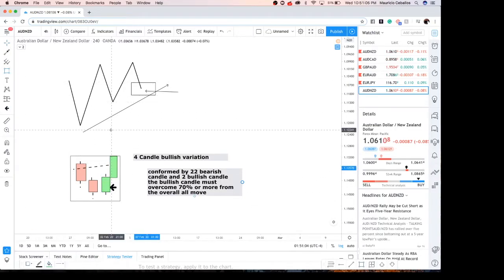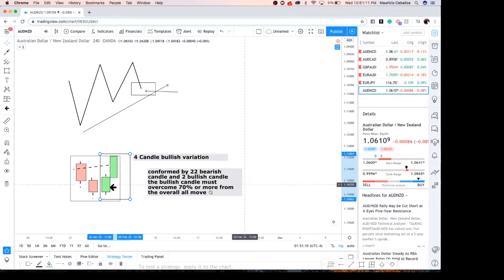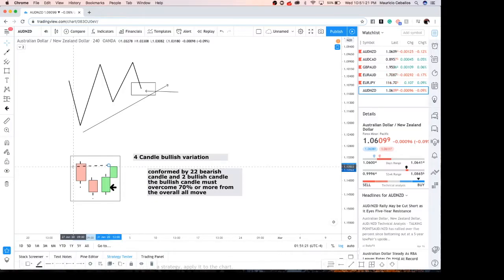These candles right here, the bullish candles must overcome 70% or more from the overall move. So meaning that if this was to be over here, this would still be valid. Okay, that would still be a valid 4 candle bullish variation. So all we look for is for it to overcome at least 70% or more from the overall move. In this case, that is overcoming 70% or more.